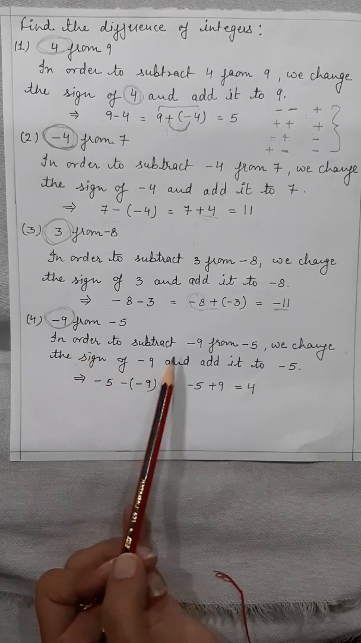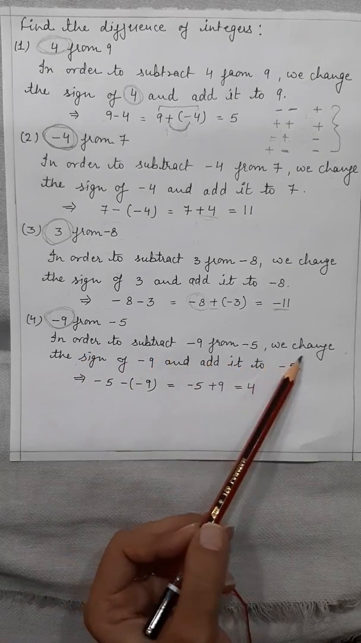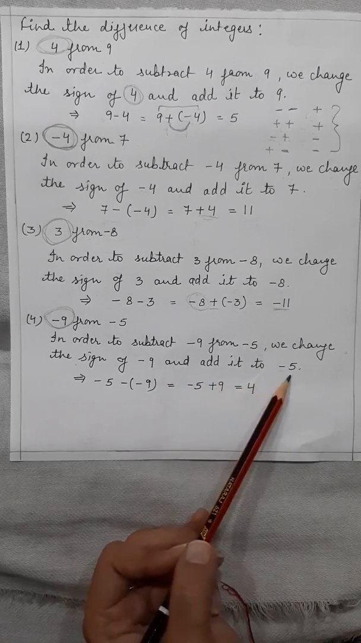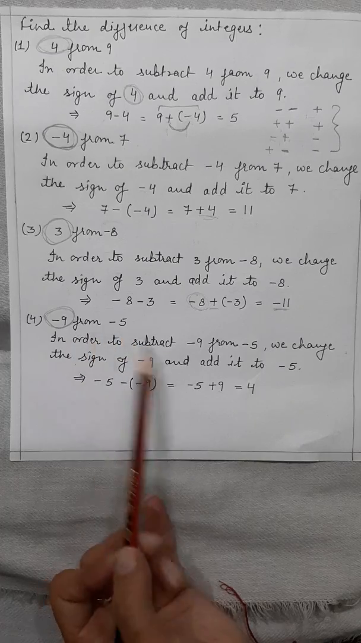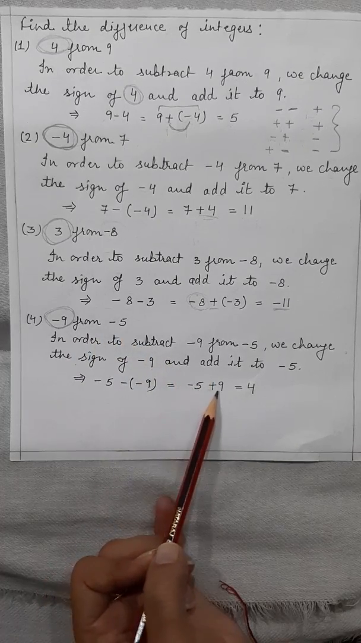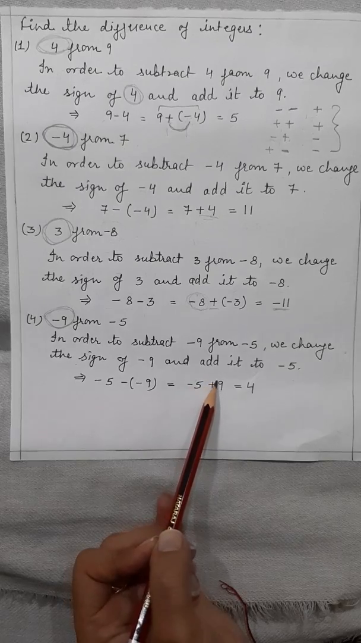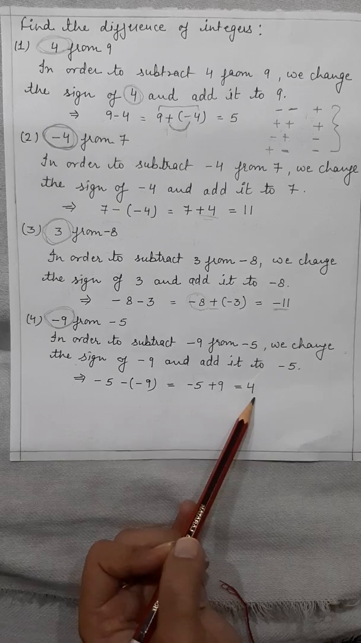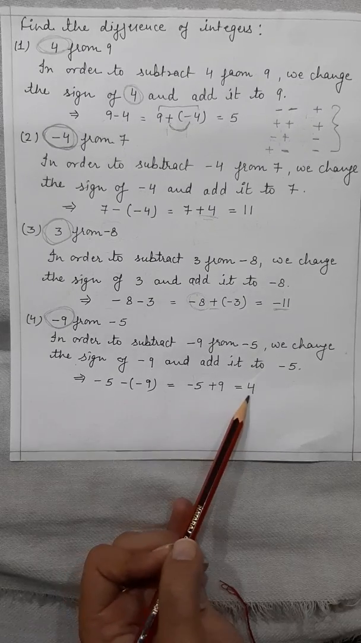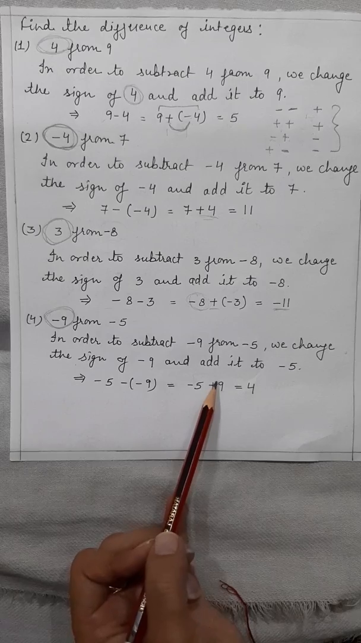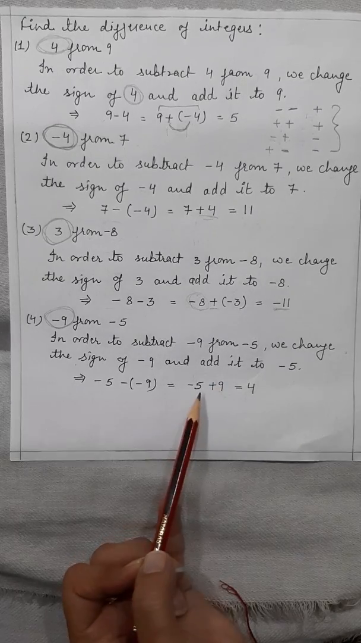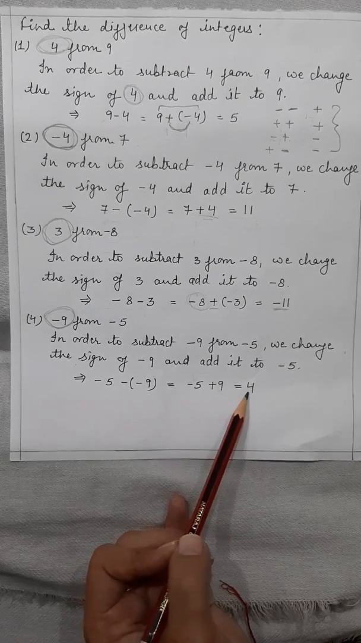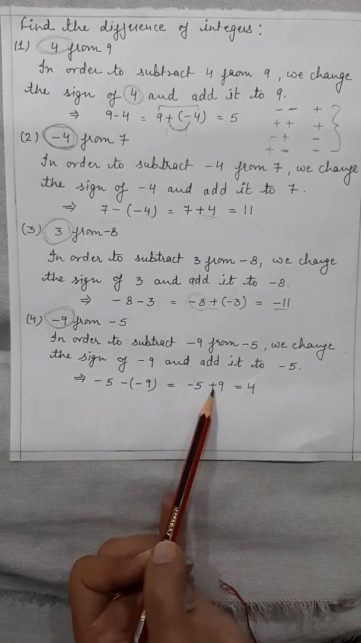So here, in order to subtract minus 9 from minus 5, we change the sign of minus 9 and add it to minus 5. When you add plus 9 with minus 5, you can see both integers have different signs. For different signs, the operation should be subtraction. When you subtract, 9 minus 5 is 4, and the sign is assigned according to the greater value. Which one is greater? From 9 and 5, 9 is greater. So the sign should be positive because 9 has a positive sign.